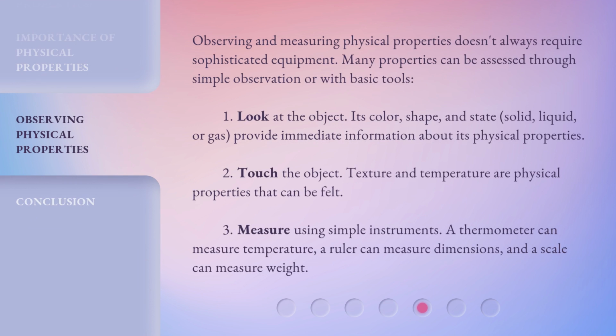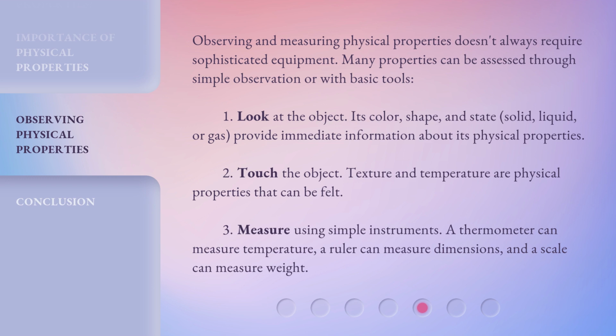Observing and measuring physical properties doesn't always require sophisticated equipment. Many properties can be assessed through simple observation or with basic tools. 1. Look at the object. Its color, shape, and state, solid, liquid, or gas, provide immediate information about its physical properties.